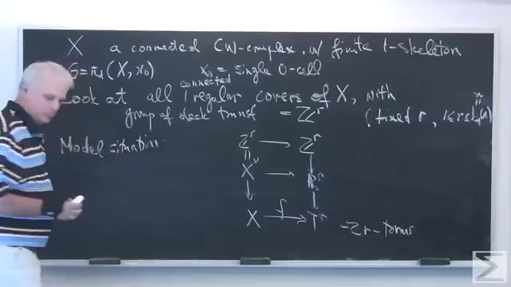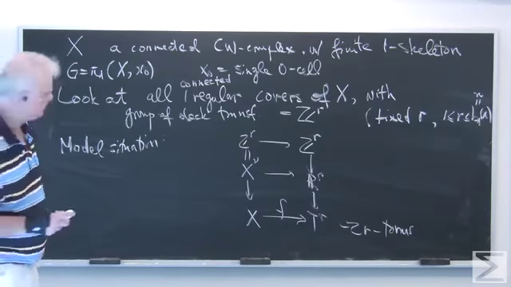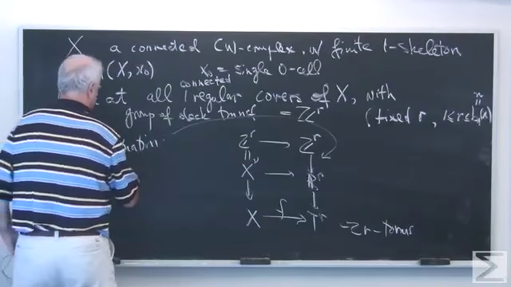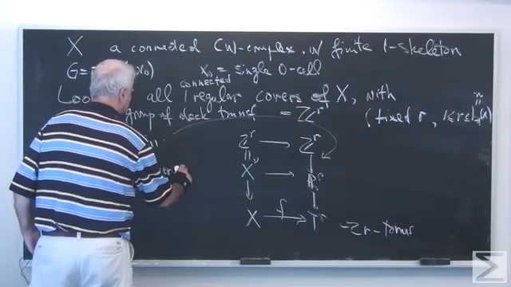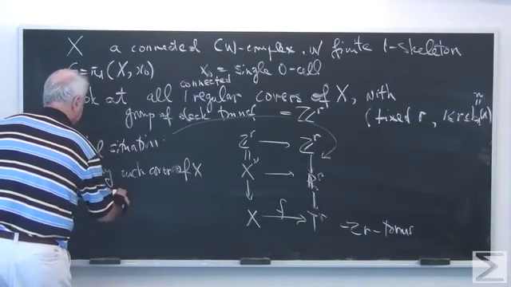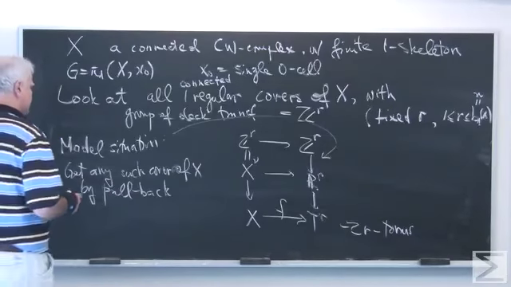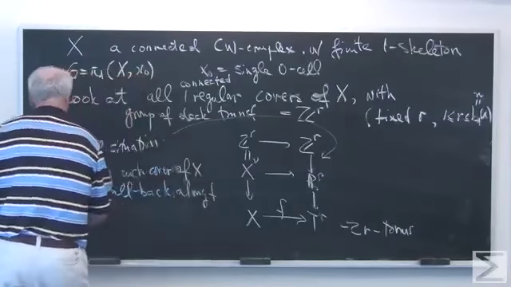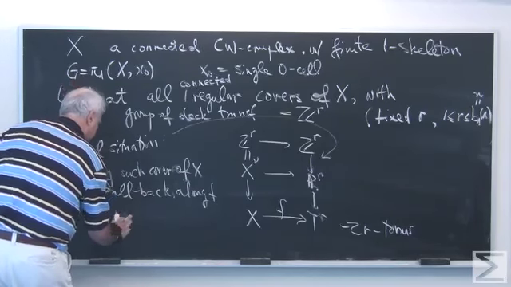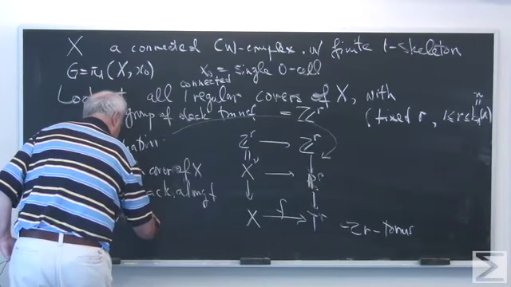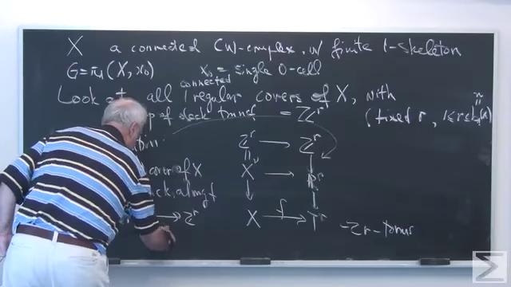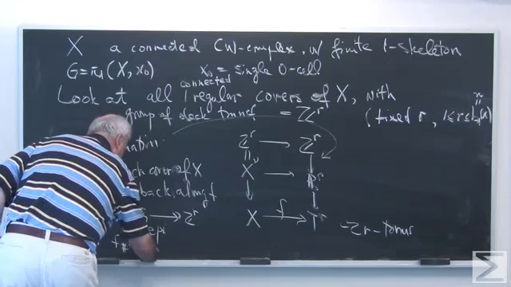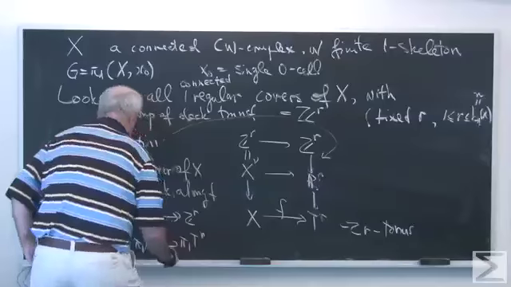All right, so the model situation is this one. So we get any such cover of X by pullback, determined by nu along F, where nu is a map from G to Z to the r, an epimorphism. And F sharp from pi 1 of X to pi 1 of T, which is Z to the r, equals nu.